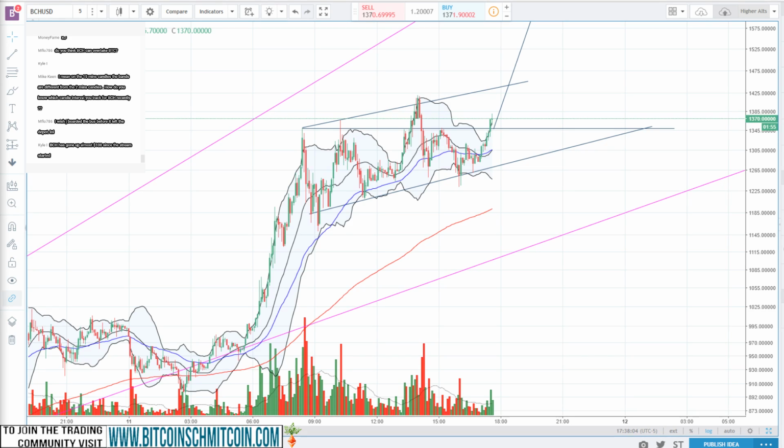BCH has gone up almost $100 since the stream started. Yeah, I had a feeling it was about to make another run up. That's why I wanted to get streaming and get everyone in on this.